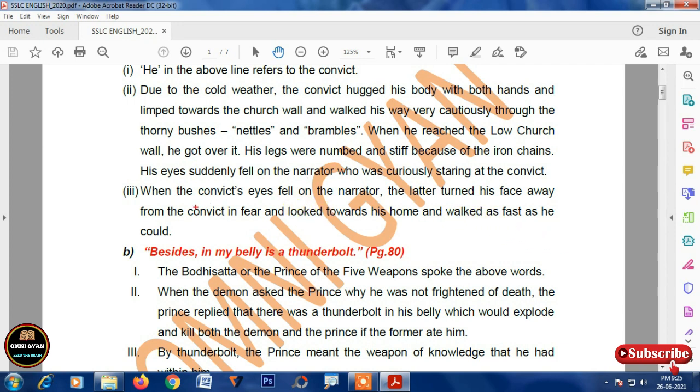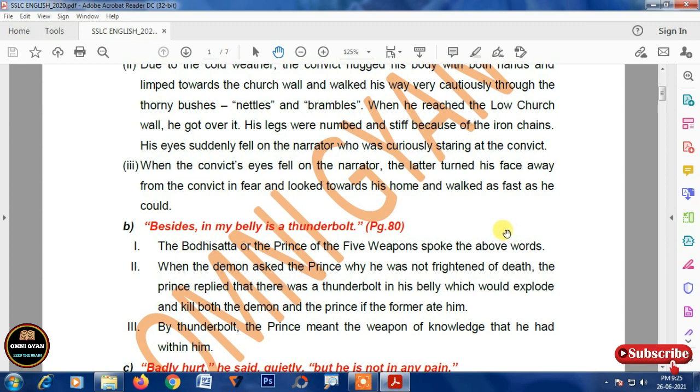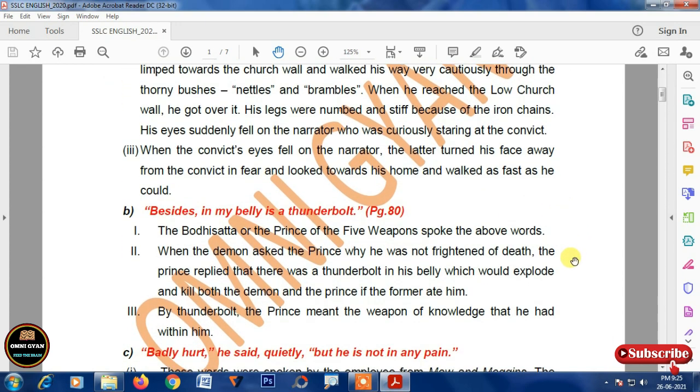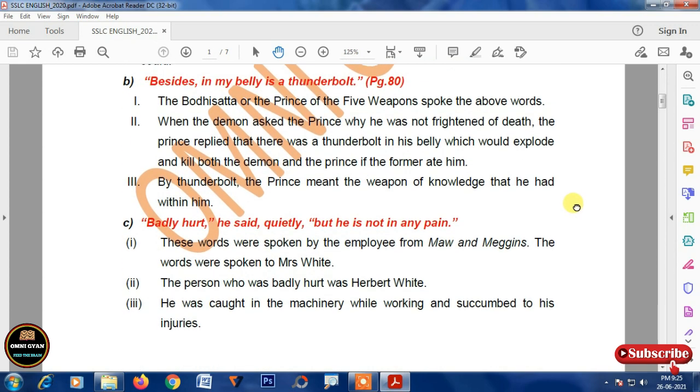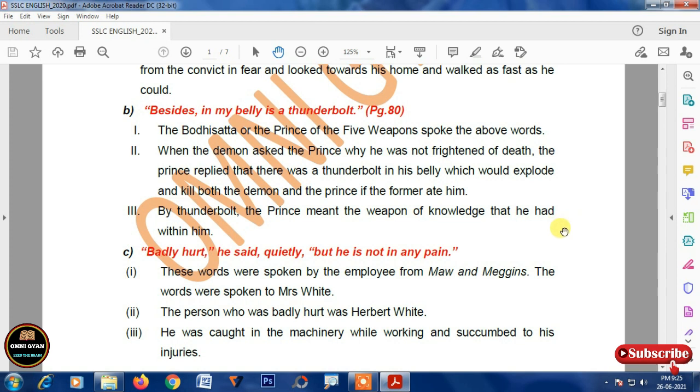And question number 3 is, what did the narrator do then? So when the convict's eyes fell on the narrator, the latter turned his face away from the convict in fear, looked towards his home and walked as fast as he could. All right, I hope you have verified the questions of 2020. Great. So let me now not read out the questions. I'll just go on scrolling. You can pause the video and go on writing it down.